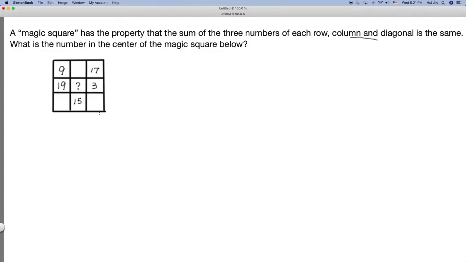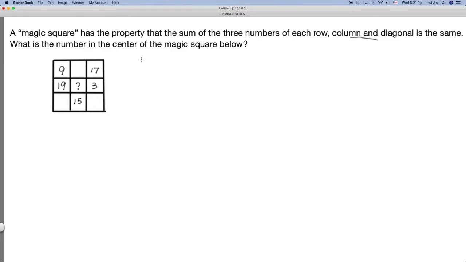So in this magic square, which is a 3 by 3 square, we have the sum of each row, there are 3 rows, and each column, 3 columns, and each diagonal, there are 2 diagonals, this one and this one. All those sums are the same. What is the number in the center of the magic square below? What is this number in the question mark?